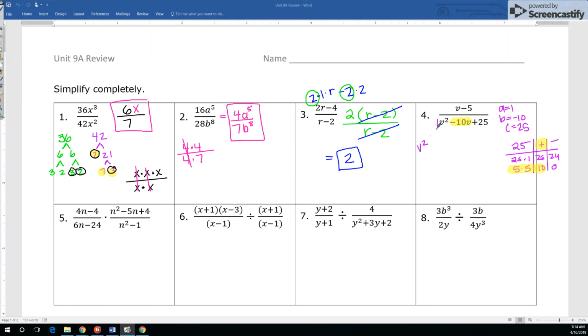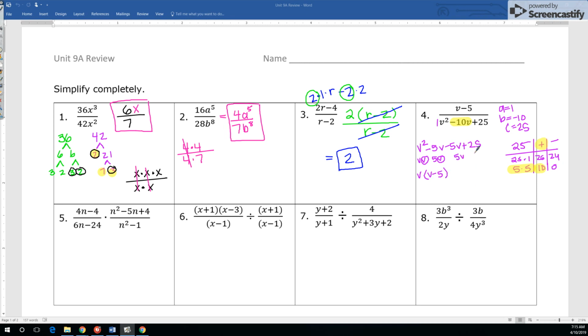V squared, that's the same. Then minus 5v minus 5v, that technically is negative 10v plus 25. We know that v squared is v times v. 5v is 5v, obviously. We have a v in common. We are left with v minus 5.